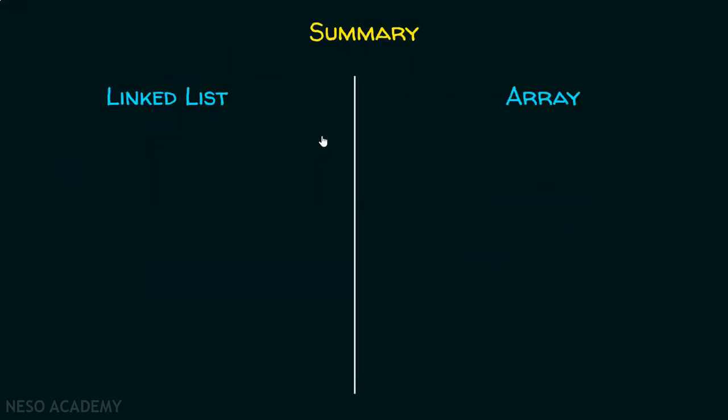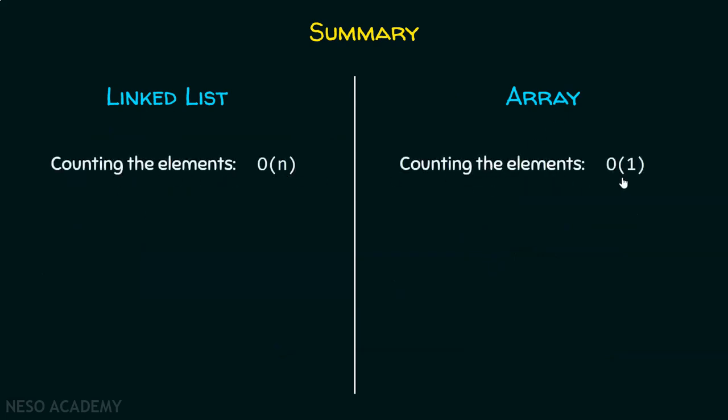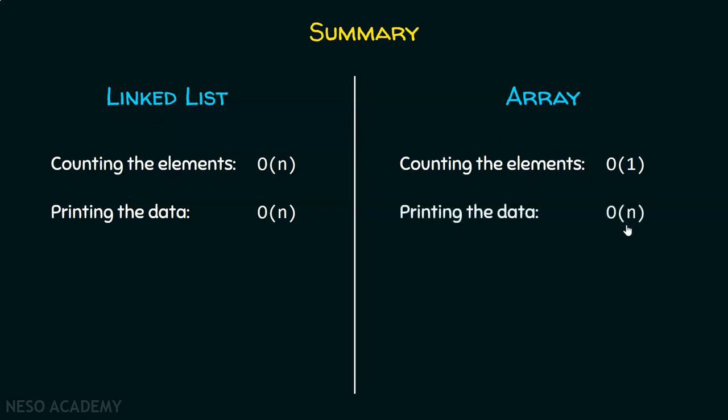So to summarize, in case of linked list, counting the elements takes big O of n time, and in case of array, counting the elements takes big O of 1 time. So array has an advantage here. In case of printing the data, big O of n time will be taken by linked list and array also takes big O of n time. So in this case, both of them have the same time complexity. But in case of counting the elements, we have different time complexities. Array has an advantage over linked list. This is what we should consider here.